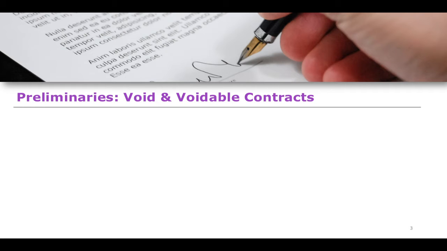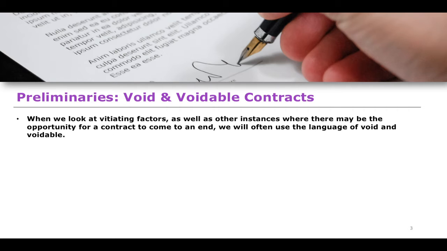So, as a basic preliminary, we need to make a delineation between what is known as a void contract versus a voidable contract. What is the difference between these two concepts? Well, when looking at vitiating factors, as well as other instances where there may be an opportunity for a contract to come to an end, that is not obviously through the specific performance of a contract, we will often use the language of void and voidable.